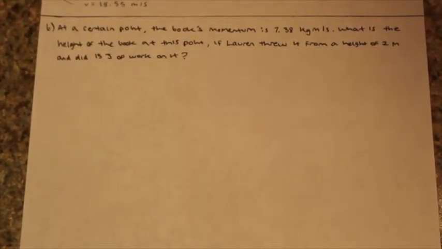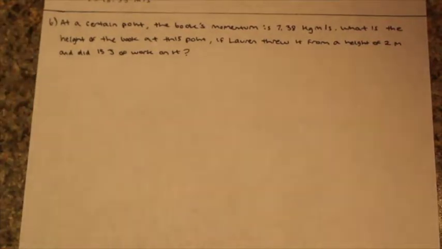The next part of our question is asking, at a certain point, the book's momentum is 7.38 kilogram meters per second. What is the height of the book at this point if Lauren threw it from a height of 2 meters and did 15 joules of work on it? So basically this problem is asking us to use our initial values to find a part of one of our final values, which is height. Height is a component of our final gravitational potential energy.